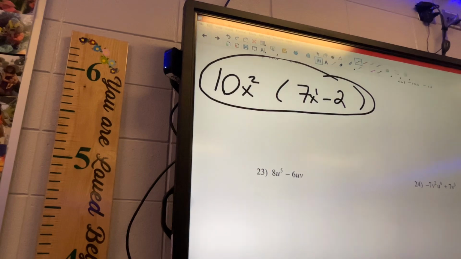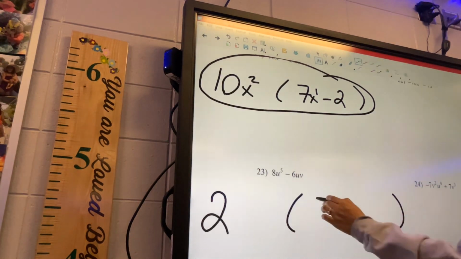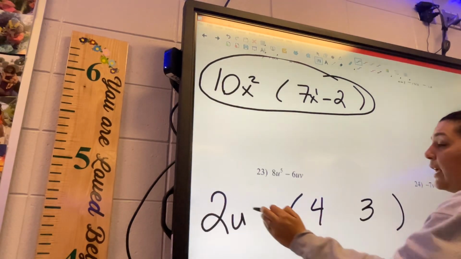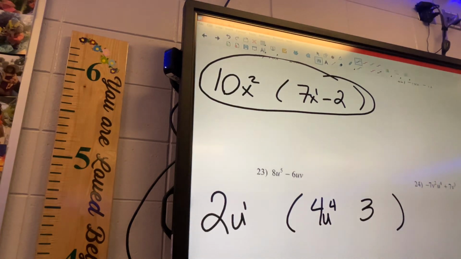Does 2 go into 6? Yeah. Does 2 go into 8? Yes. Okay, so we can pull out a 2. So that's going to be left with a 4 and a 3. Okay, how many u's can I pull out? 1. I can pull 1 u out. So my first guy, he's going to have 4 left. My second guy's going to have none left.